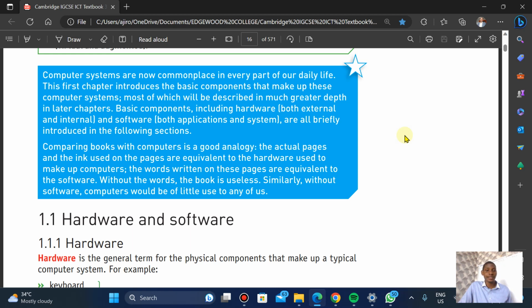Okay, so computer systems are now commonplace in every part of our daily lives. In every field, in every sector, there is a computer that you need to work with. Okay, and this chapter talks about the computer system, right? And we talked about basic components like our internal and external on it. Let's look at hardware.